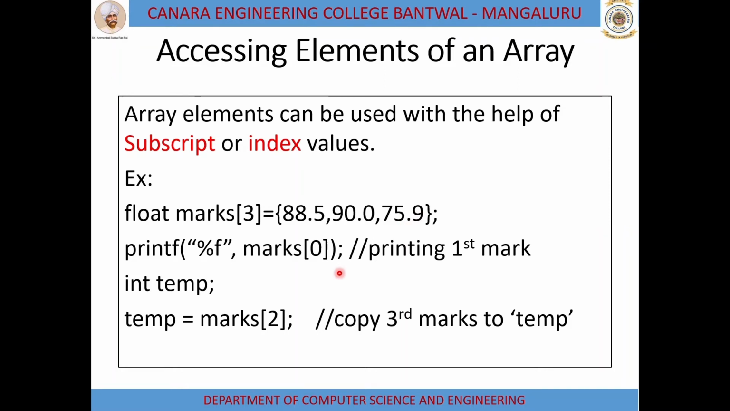So 0, 1, 2: that is 0 to n minus 1. The size is 3, so the locations are 0, 1, 2. Similarly, if I give temp equal to marks of 2, temp will have the value 75.9. The third value, 75.9, is represented at marks of 2, since 0, 1, 2 are the locations. So 75.9 will be stored in temp.